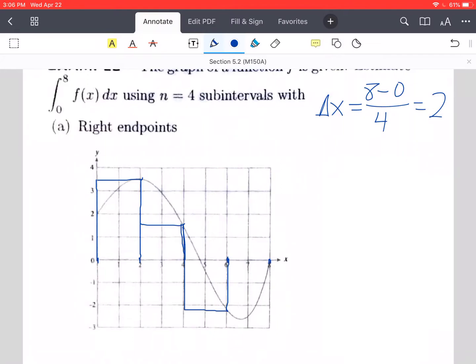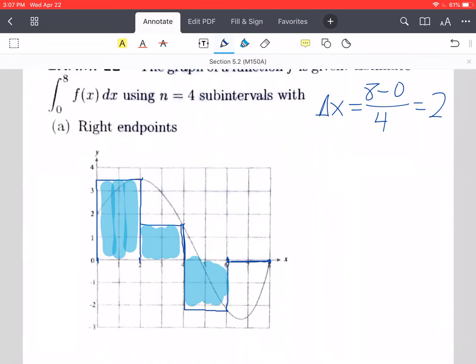So it doesn't matter that some of the graph is above and some is below, because the right-hand endpoint is all we're looking at right now. And at 8, the right-hand endpoint is at 0. So actually, we're just going to have kind of a flat piece. So it's a rectangle with no height, right? 0 for its height. Okay. So if we're looking at these areas here, okay, so these areas here, and then nothing for that last one.